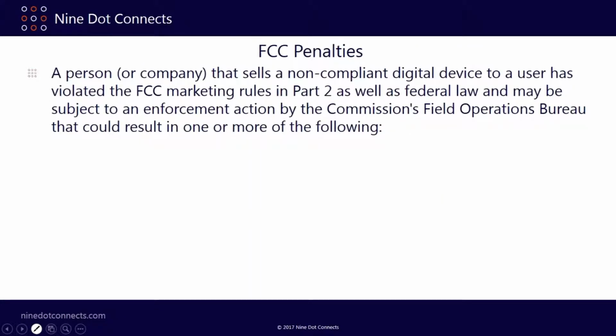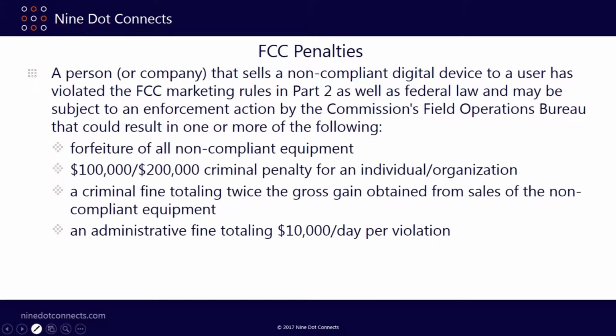Now, the interesting thing, if you've not done this before on your product, the FCC can issue penalties to a person or company that sells a non-compliant digital device. And the reason why I put this on here is it can be quite motivating to you to take all this into consideration. The fines can be up to $10,000 per day per violation. Pretty stiff.